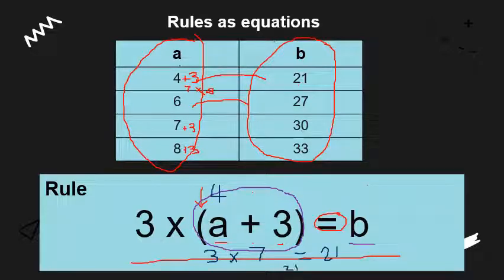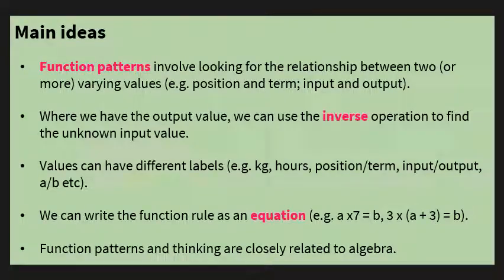21 is equal to 21, so that is true. So both sides are balanced. Now this is kind of an early introduction to algebra, again showing you that relationship between function patterns and algebraic expressions. Okay, here are the main ideas from today.